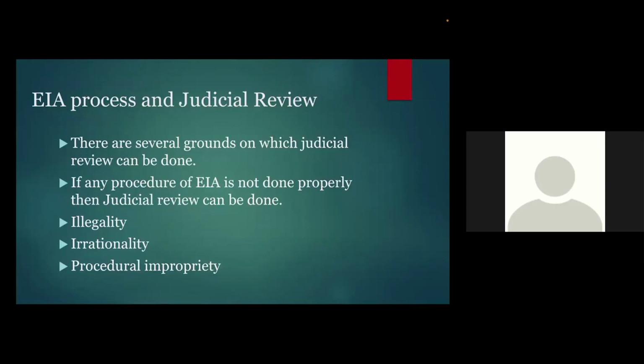So how EIA process and judicial review, okay, I'll skip the part.